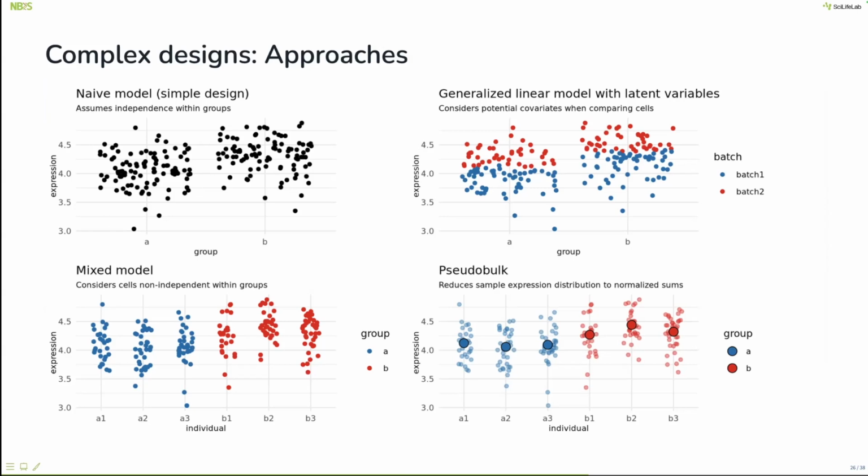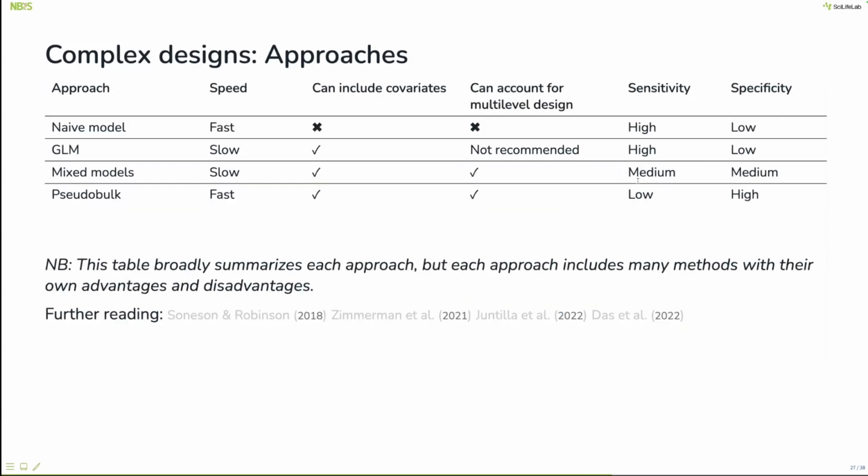And I've made a little table, just very broadly summarizing. So don't take this as the gospel, but the four main approaches that I discussed have advantages and disadvantages. In addition to what I already mentioned about whether they can include covariates and multi-level design, meaning that you have groups of samples, they also differ in speed. The naive models and the pseudobulk are usually very fast, whereas the linear models and the mixed models tend to take longer, especially the mixed models.